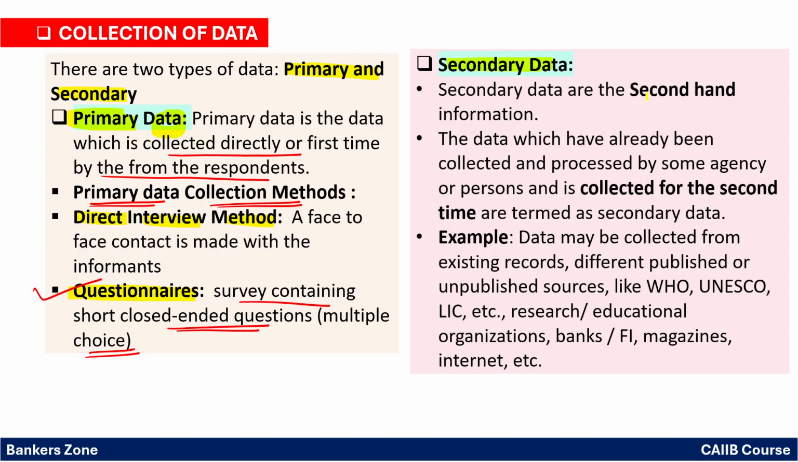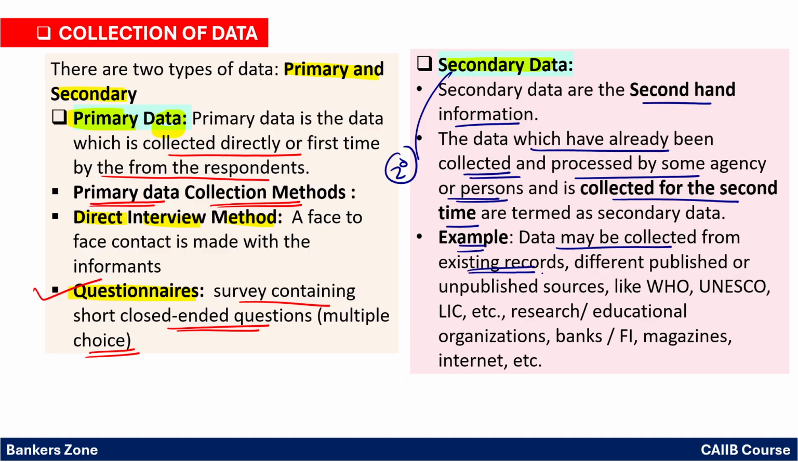Secondary data means simply the data which are second-hand information. So data which have already been collected and processed by some agency or person, and is collected for the second time, is called secondary data. For example, data collected from existing records or different published or unpublished sources, like the WHO, UNESCO, LIC, they publish different reports, right? It will become the secondary data.